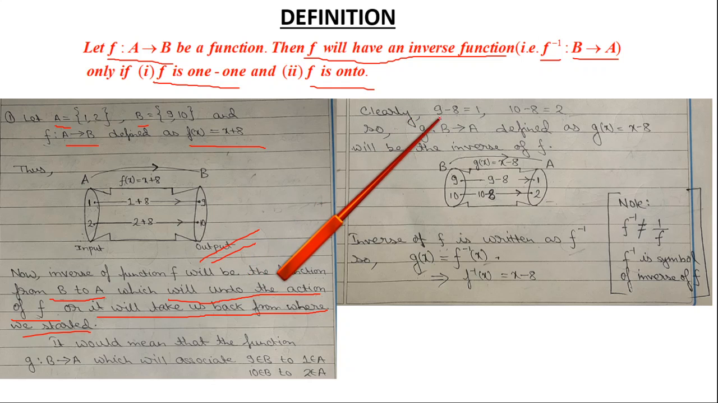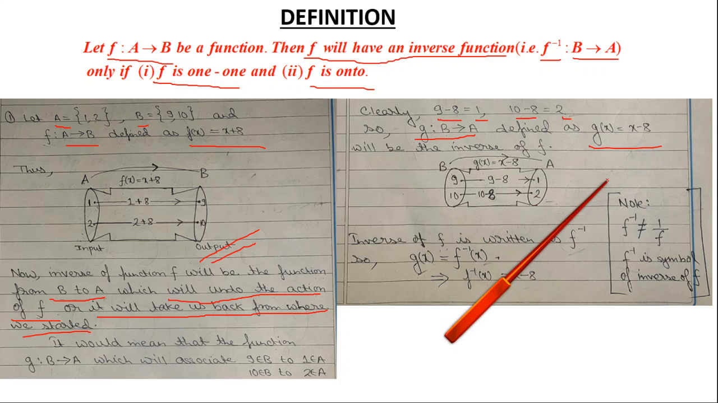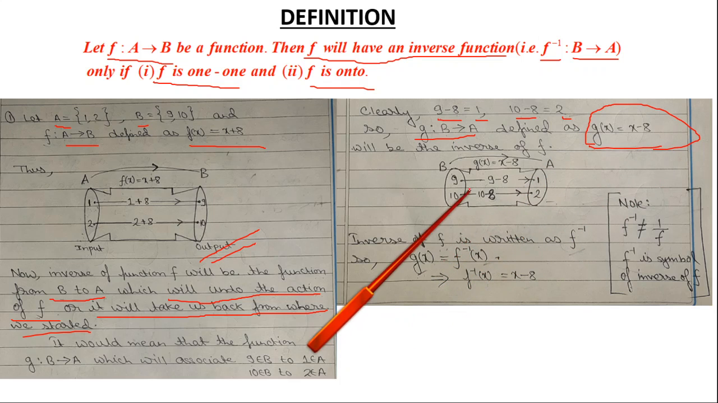Now we observe that 9 minus 8 is 1, 10 minus 8 is 2. So what we do is, we define a function g from B to A, and it is defined as g of x equal to x minus 8. So clearly this function will be an inverse, because this solves the purpose, because we know what the inverse will do. Inverse will take us back from where we started.